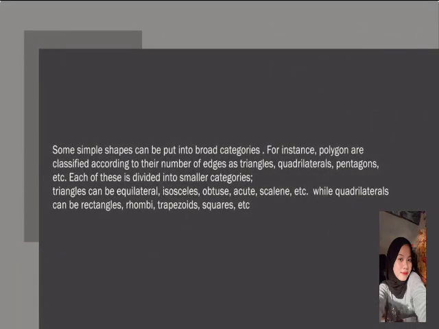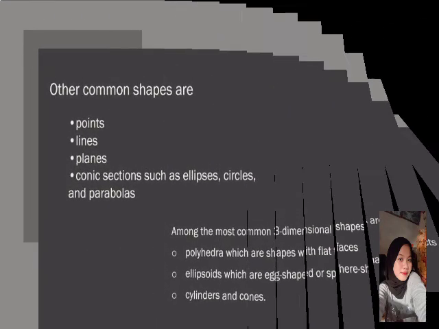Some simple shapes can be put into broad categories. For instance, polygons are classified according to their number of edges as triangles, quadrilaterals, pentagons, and so on. Each of these is divided into smaller categories. Triangles can be equilateral, isosceles, obtuse, acute, scalene, and so on.